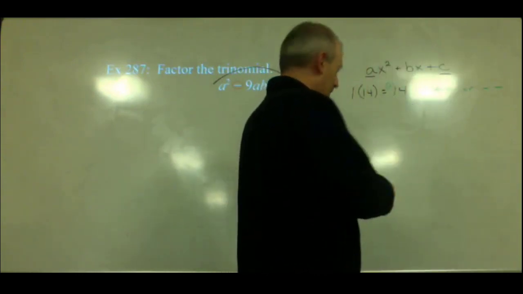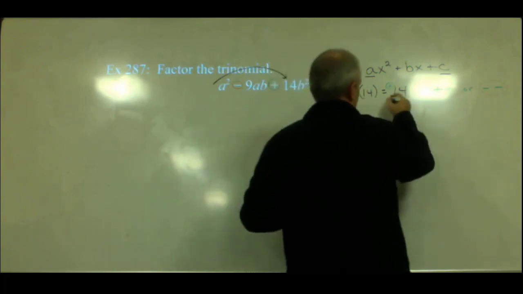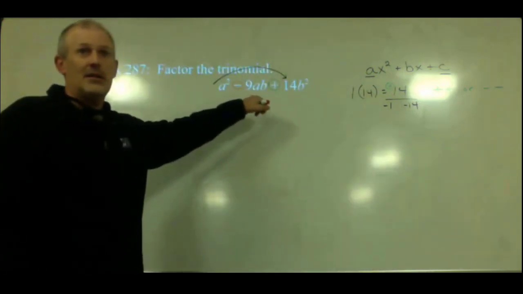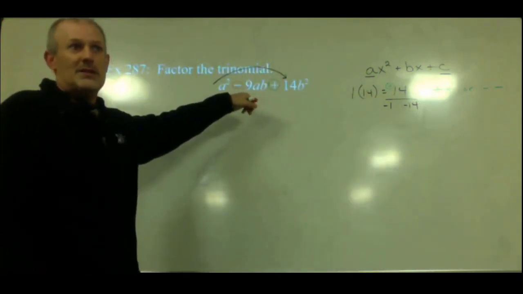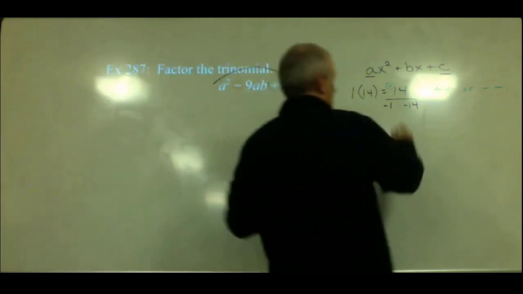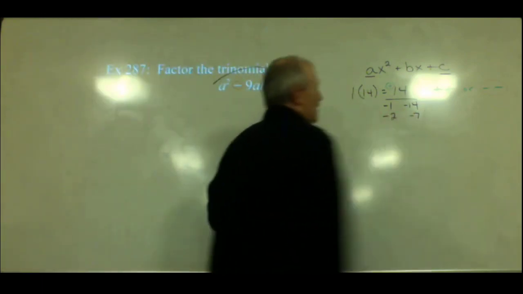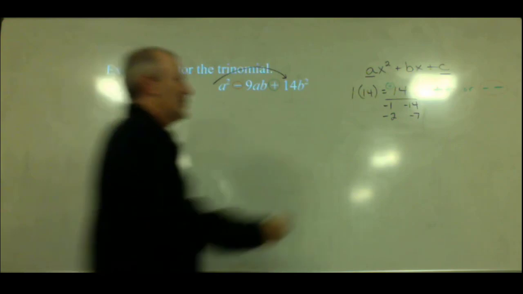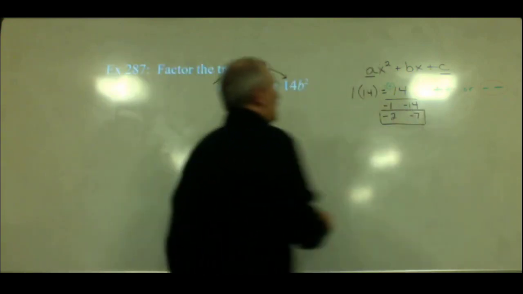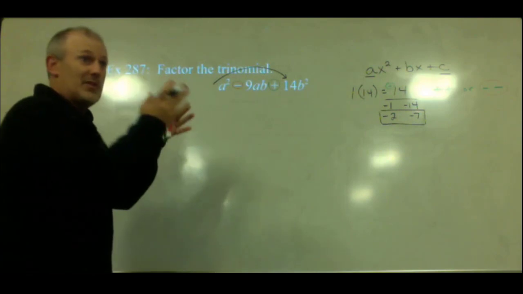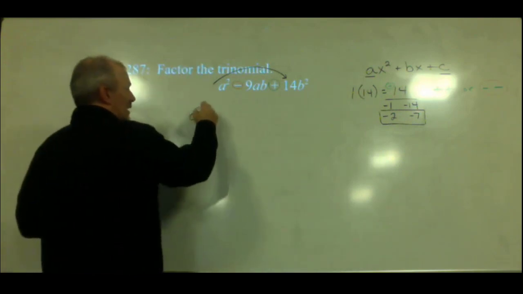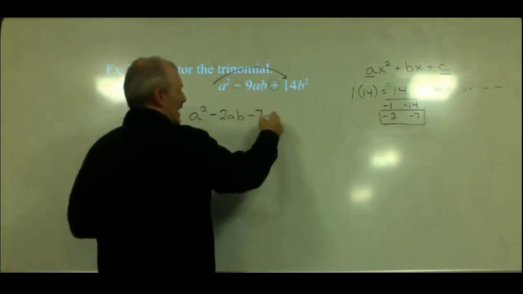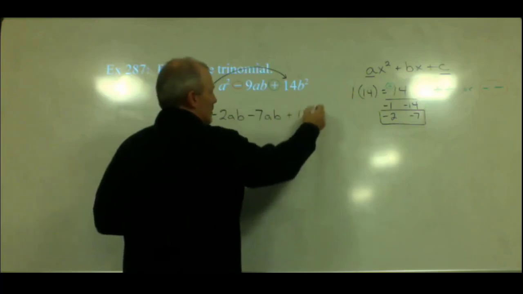All right, so we want factors of 14 that are both negative. So like negative 1 and negative 14, will that add up to be negative 9? Nope, that's negative 15. So our next option, negative 2 and negative 7. Will that add up to be negative 9? Yeah, that one works. So we're going to keep that one. So now remember, all we're doing is splitting the middle term. We're just copying everything else down. So this will be a squared minus 2ab minus 7ab plus 14b squared.